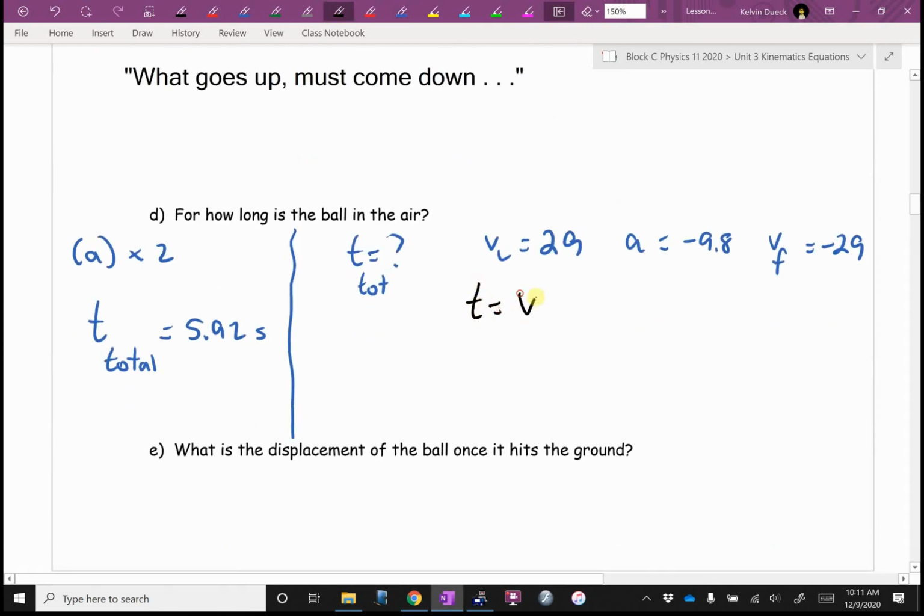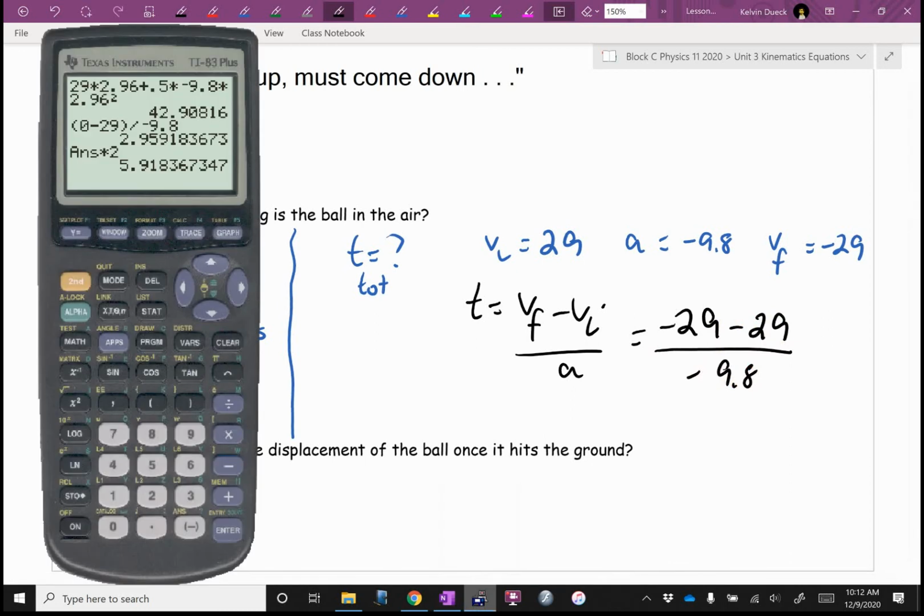T equals VF minus VI over A, negative 29 minus 29, all over negative 9.8. And if I do that, bracket, negative 29 minus 29, all divided by negative 9.8. I don't know if you can see in the back, but those of you in the front can see bang on the same answer on my calculator to 10 sig figs, but really to an infinite number of sig figs.